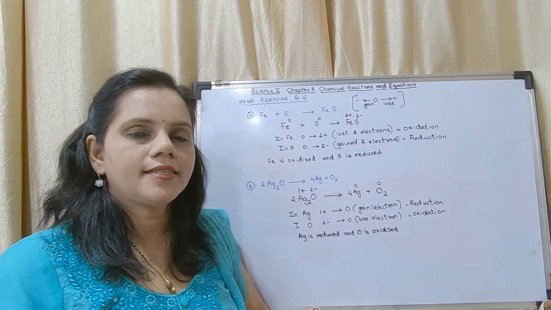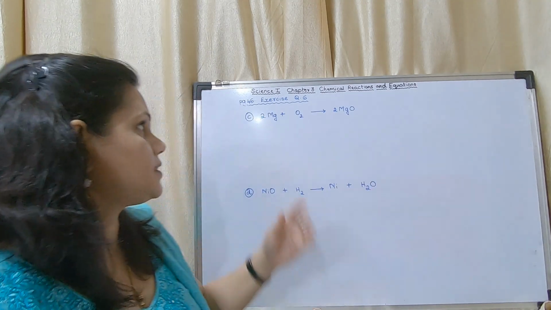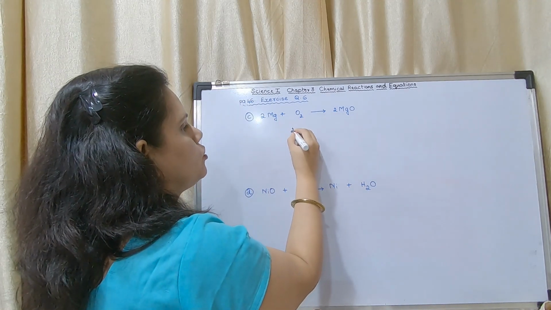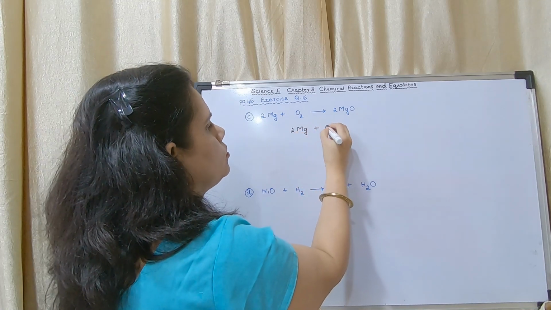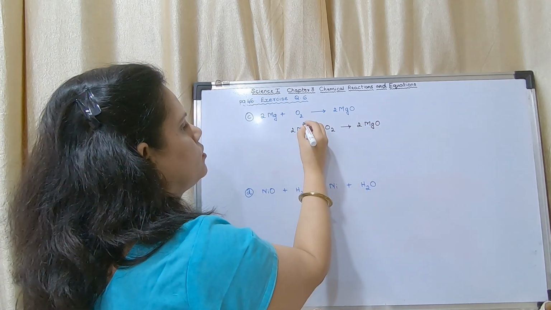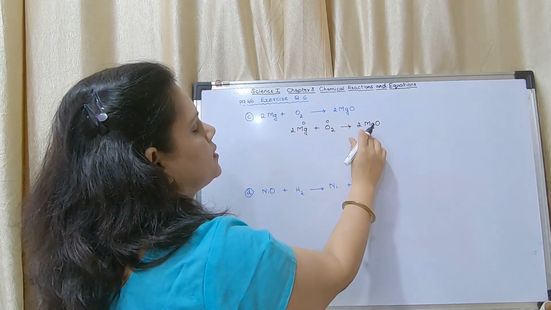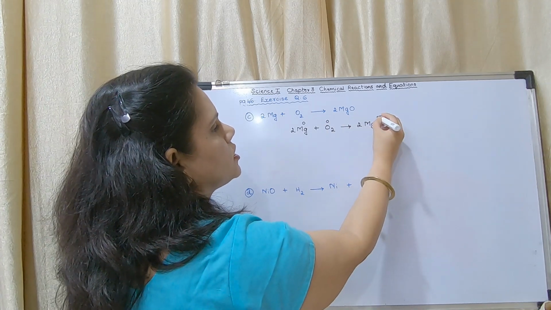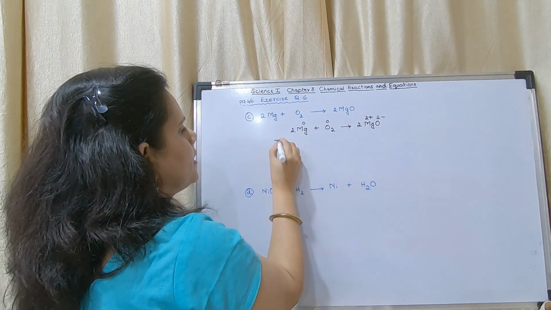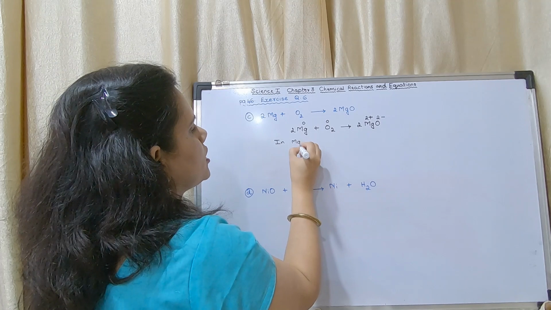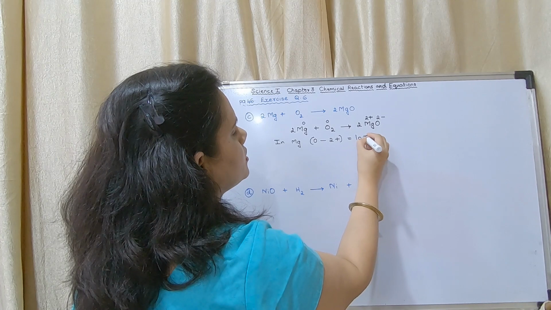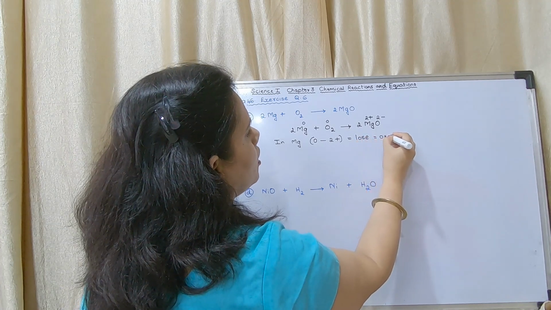Okay, now you may copy this. These are the next two questions. You may see 2Mg plus O2 giving 2MgO. I will write the reaction. 2Mg plus O2 giving 2MgO. Okay, so as they are alone, they are 0, 0. This is MgO. The valency of oxygen is 2 minus. The valency of Mg is 2 plus. So in Mg, 0 is getting converted into 2 plus. That means it has lost electrons, so it is oxidation.